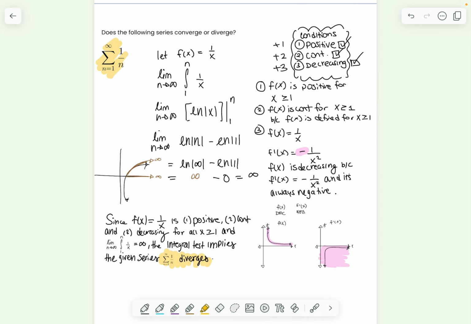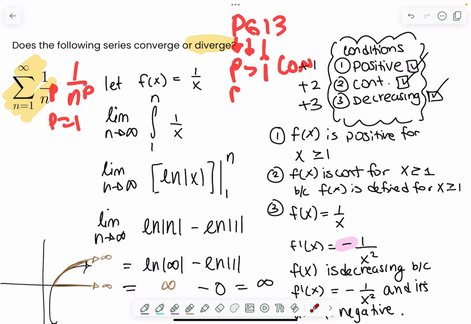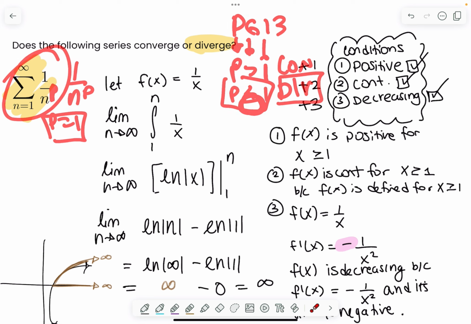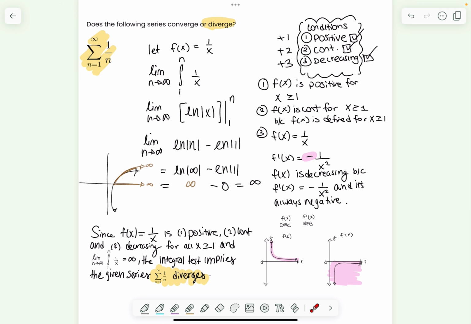So this series diverges. We also could have used the p-test because this is in the form of 1 over n to the p, where p is equal to 1. We know the rule that p greater than 1 converges, and then the opposite diverges. Because p is equal to 1, that means that this series diverges. So using the p-test takes 1 second, but if you're told to use the integral test, then you gotta do all this work just to prove the same thing.